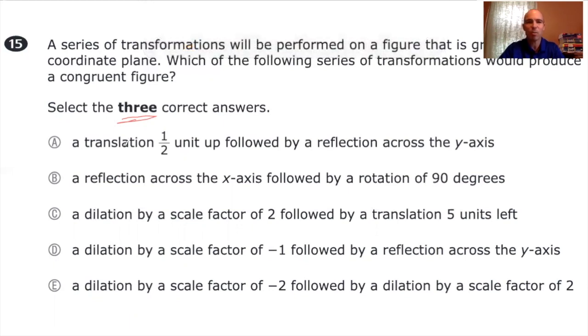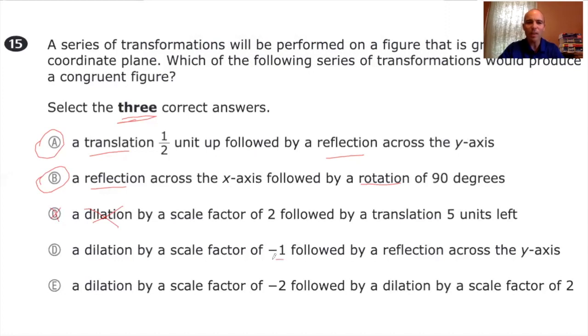Which of the following would produce a congruent figure? A, a translation followed by a reflection. Okay, so both of those, translation and reflection, do not change the size of this thing. So I will say that is correct. B, a reflection followed by a rotation. Again, reflection and rotation, neither one of them changes the size, so I'm going to say that is correct, congruent figure. C, a dilation, scale factor 2. Nope, the dilation is what made it not congruent. C is not right. D, dilation scale factor -1.